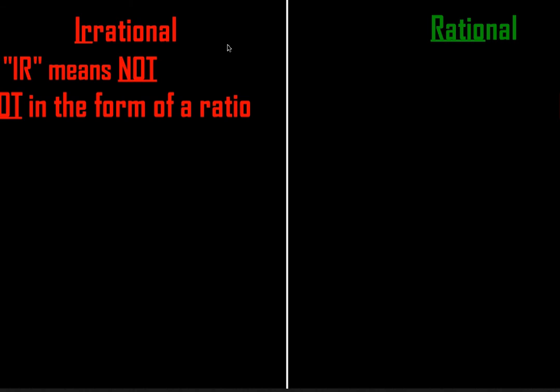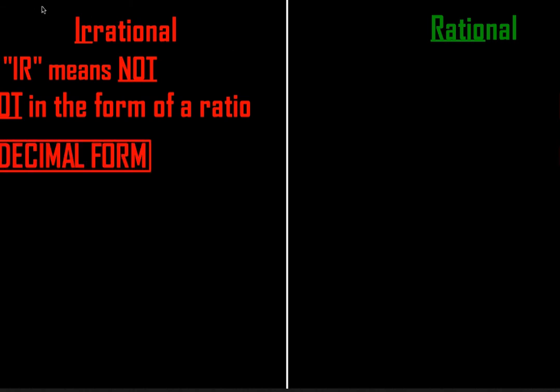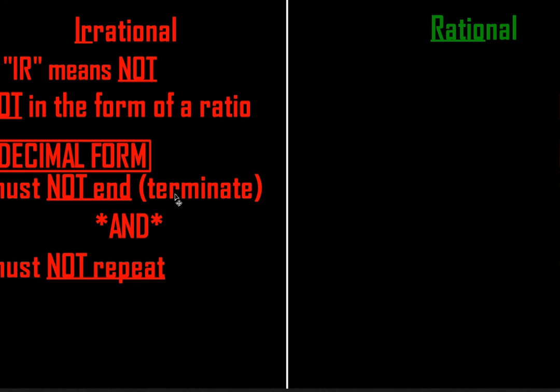Okay? And so more importantly, when we look at the decimal form, it has to do two things. It must not end, that means terminate, and it must not repeat. So again, for this decimal form, whatever number we're talking about, it must not do both of these things. If it does one or the other, we're going to have a rational number, which we're going to talk about in a second.